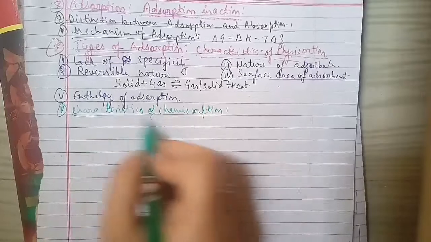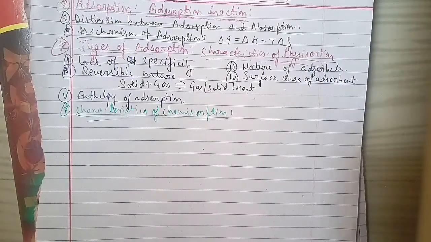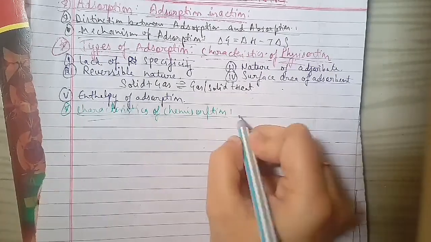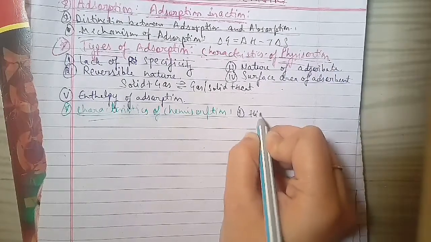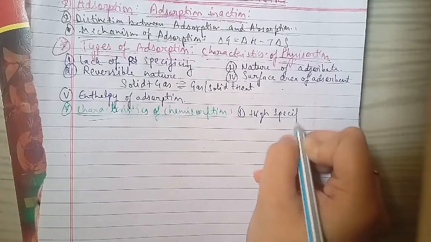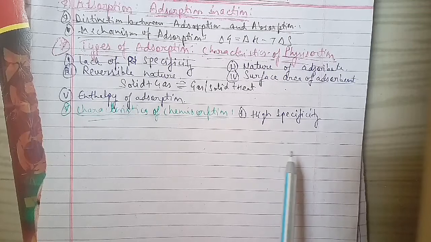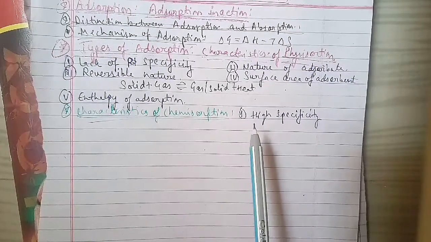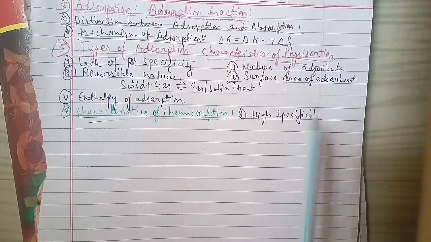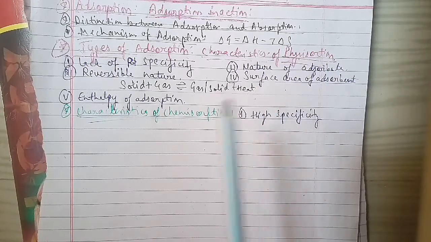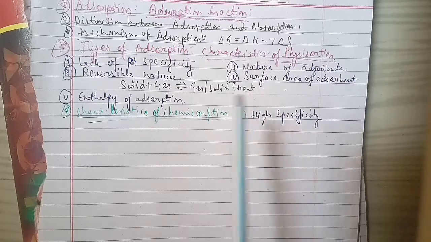The first is high specificity, because physisorption had low specificity and here it is high specificity. Chemisorption is highly specific, and it will only occur if there is some possibility of chemical bonding between the adsorbent and adsorbate. For example, oxygen is adsorbed on metals by virtue of oxide formation, and hydrogen is adsorbed by transition metals due to hydride formation as well.